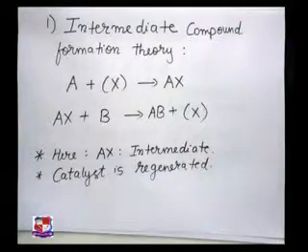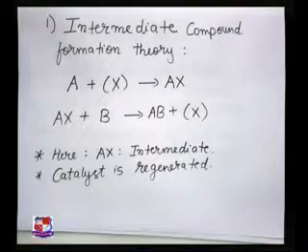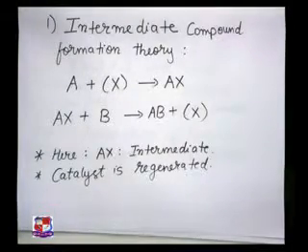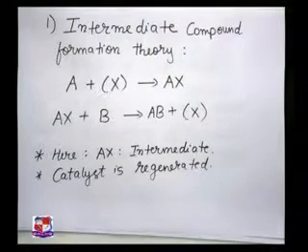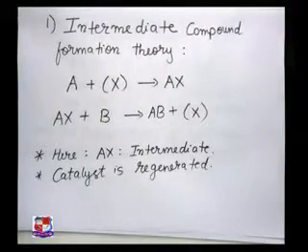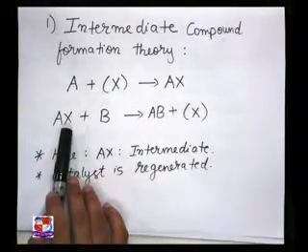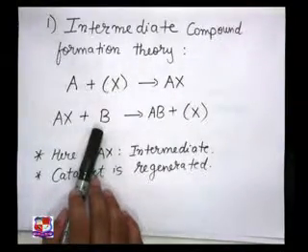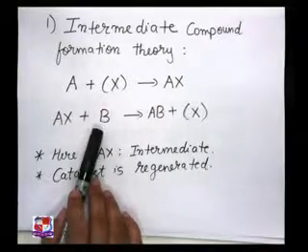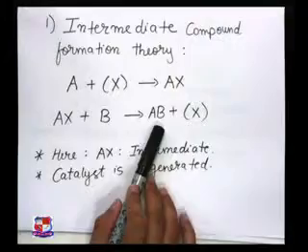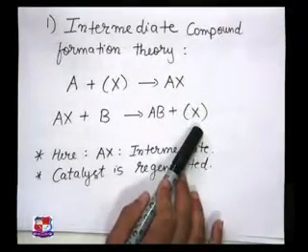First, one of the reactants reacts with your catalyst to form some intermediate compound like AX. Then what is the next step? That intermediate compound AX is going to react with your second reactant, that is your B, and finally the product AB is formed and catalyst X is recovered at the end of the process.